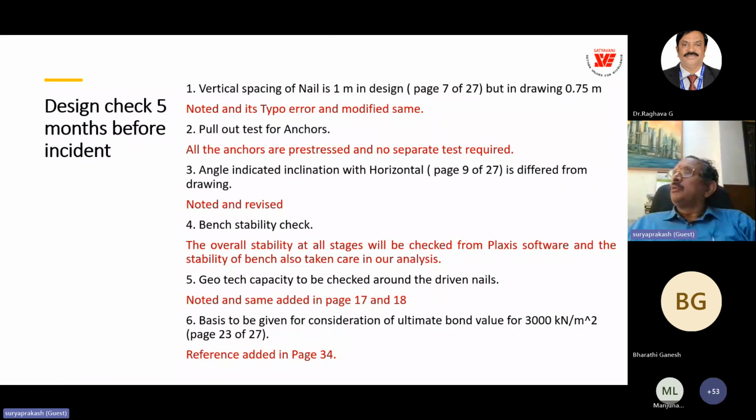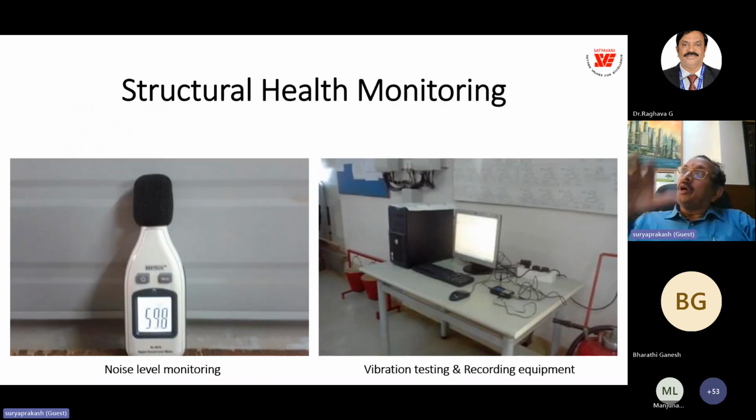So 5 months before, we had done the design check, and we had given the comments, geotech capacity basis to be given, reference. But we also installed structural health monitoring of the neighboring structures during this deep excavation. So we could actually assess the damage to the neighboring structures when the excavation failed. So it's very, very important.